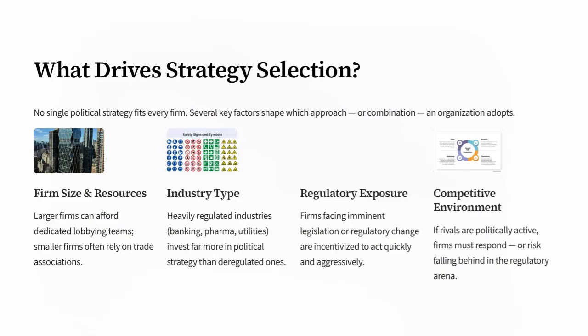Strategy selection depends on context, not a one-size-fits-all formula. Firm size and resources matter. Larger organizations may support dedicated lobbying teams, while smaller firms often work through trade associations. Industry type is also important, since highly regulated sectors, such as banking, pharmaceuticals, and utilities face greater political pressure. Timing matters too. Imminent legislation or regulatory change can push firms to act quickly and assertively. Finally, competition shapes behavior. When rivals are politically active, a firm may need to respond to avoid falling behind.